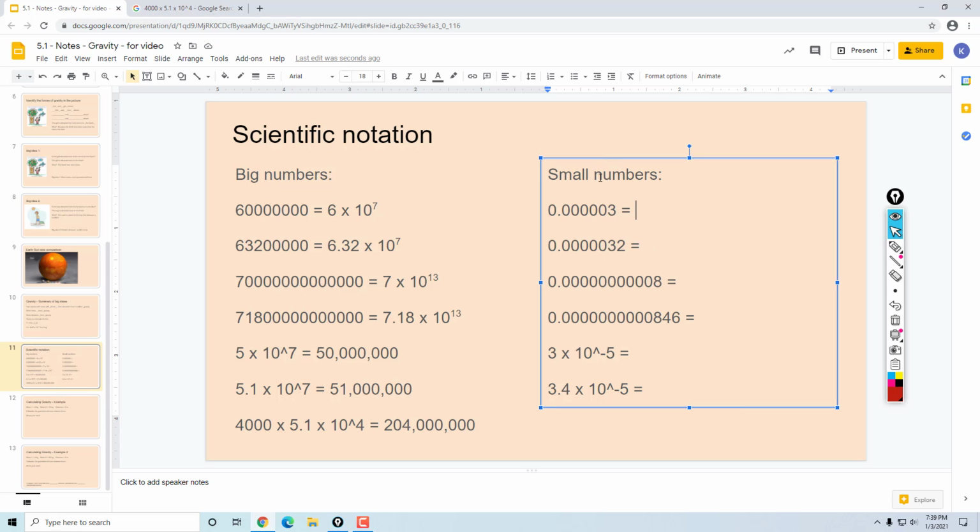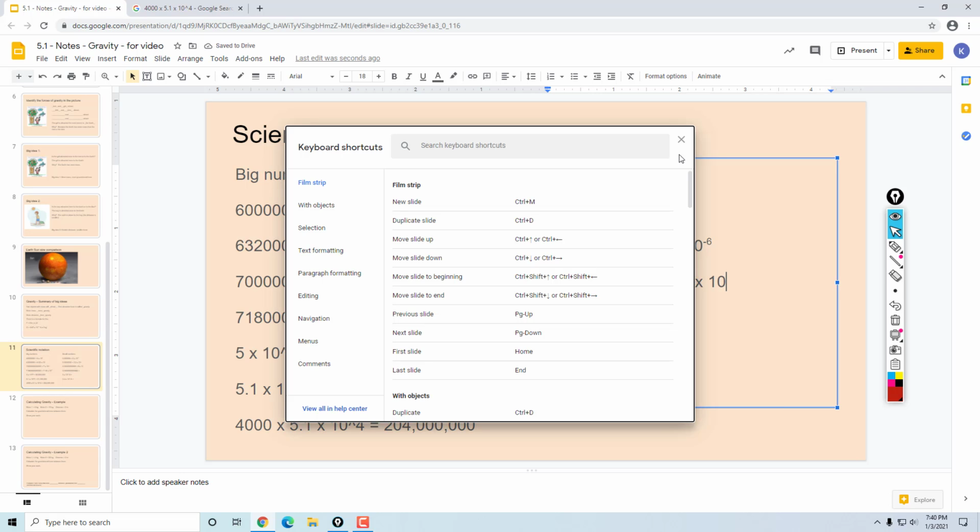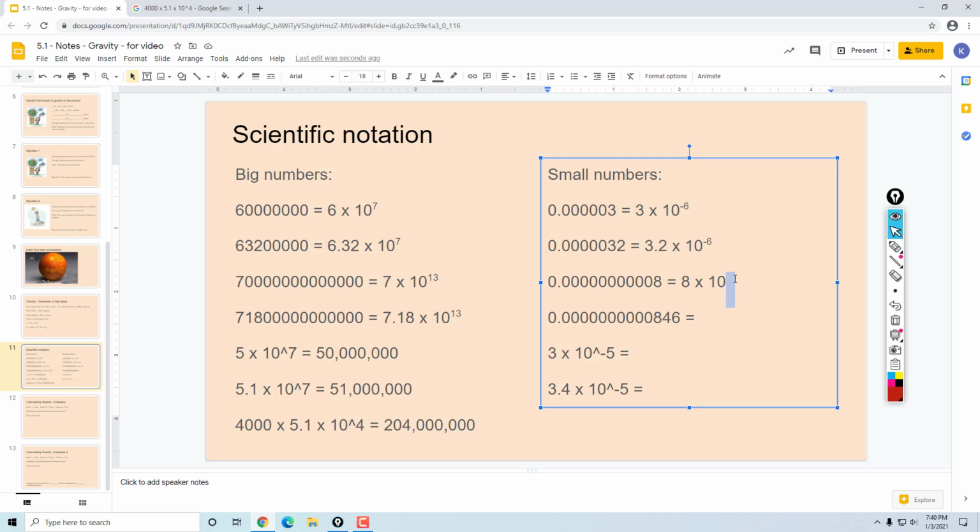For small numbers, it's 10 to the negative power because a negative exponent is division. Division makes it smaller. There are 6 zeros here, so I know it's 3 times 10 to the negative 6. So this will be 3.2 times 10 to the negative 6. Counting 11 places, that's 10 to the negative 11. So that's going to be 8.46 times 10 to the negative 11.